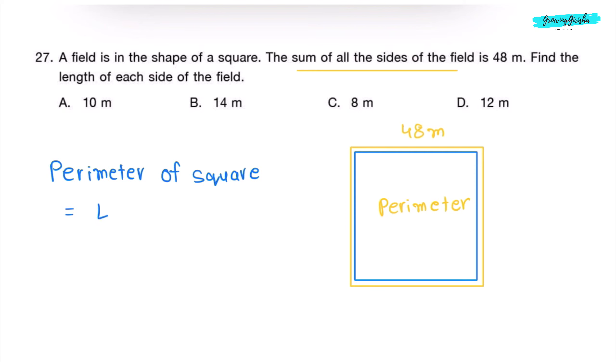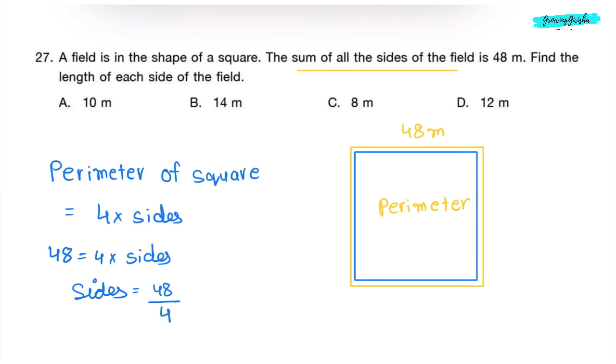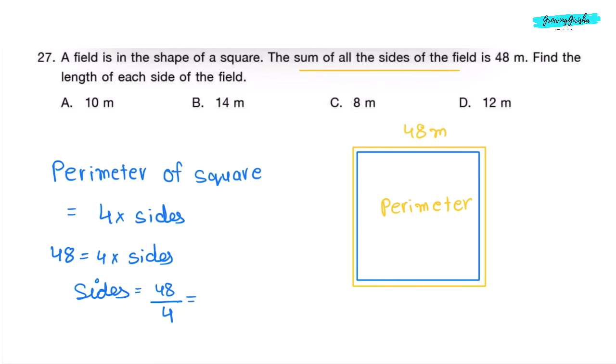Perimeter of square is 4 into sides. We have the perimeter as 48. So we can say that 48 is equal to 4 into sides. So sides will be equal to 48 divided by 4. That is 12 meter. We have 12 meter in option D. So option D is the correct answer.